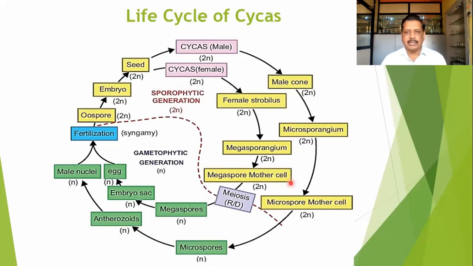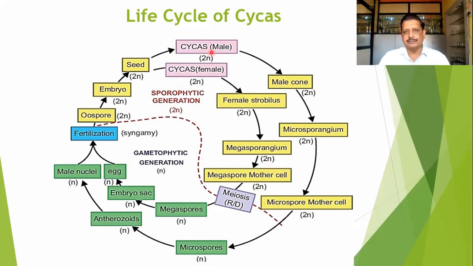Here you can find the life cycle of the cycas plant. Normally cycas has a male plant and a female plant. The cycas male plant produces male cones and the cycas female plant produces the female strobilus. Both are sporophytic plant bodies. So this stage can be considered the sporophytic generation, and where gamete formation occurs is the gametophytic generation. Here all the structures are diploid in nature.